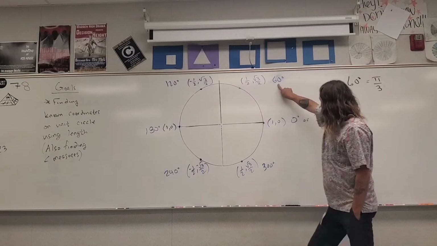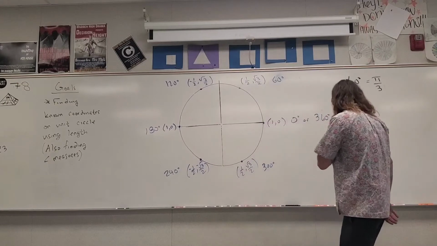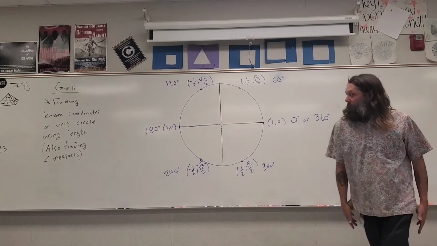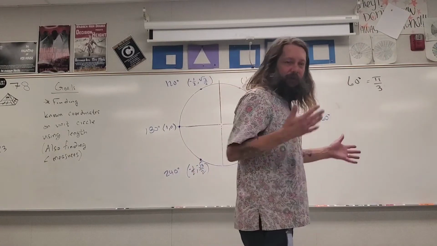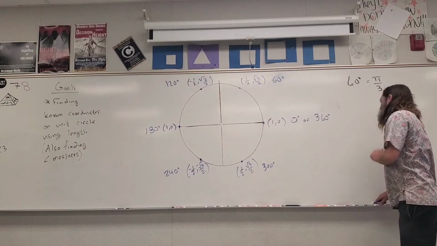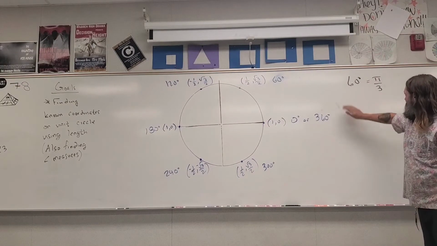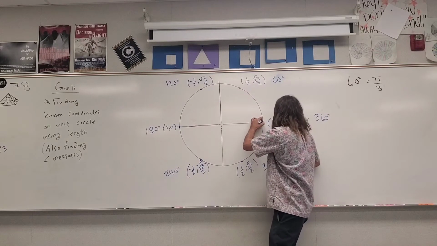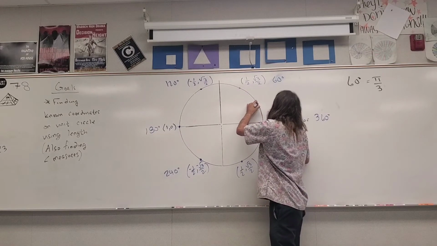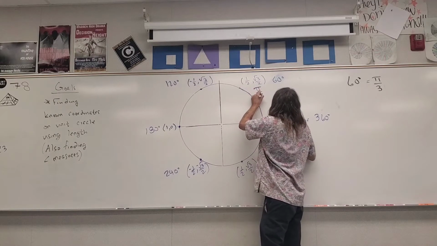I could also talk about it being 60 degrees, or I can talk about it as traveling a length of... and I don't know what I did with that marker, the only good marker that I have. Oh well, I hid it from myself, so this will have to make do. So for every length of pi over 3 I travel, I've gone 60 degrees. So for me to get to this point, I have to travel a length of pi over 3.